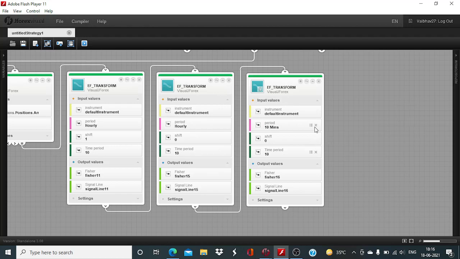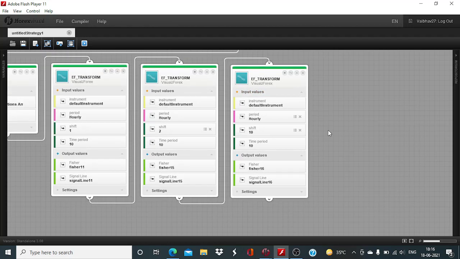All the three will be of hourly time period. I will change this. It will be 2, and this one 10. Okay, and other two input values will remain as it is.